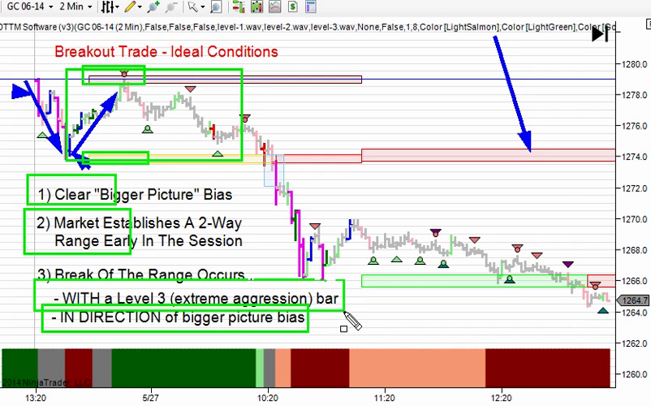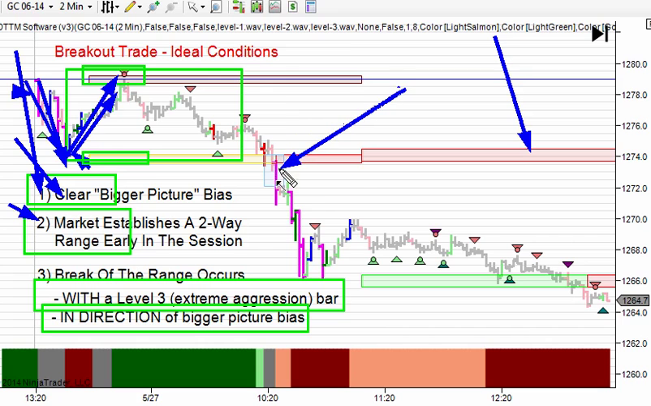You don't want to just jump on board on pure price action when we make new lows. You want to see that there's true selling aggression behind that, showing real selling coming into the market, which you can see in real time. So when you have these things lining up, bigger picture bias down, a two-way range, and now a break lower with this level 3 extreme selling aggression bar, that's the ideal breakout trade scenario.